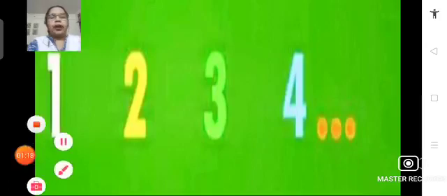Children, when we count objects or people or anything, we start counting from number 1, isn't it? We naturally start counting from number 1 and then it goes on like 1, 2, 3, 4, 5 and so on. So these numbers are called counting numbers, or they are also known as natural numbers because they come naturally to us. They are counting numbers or natural numbers. Okay, so the numbers from 1 onwards are called natural numbers.